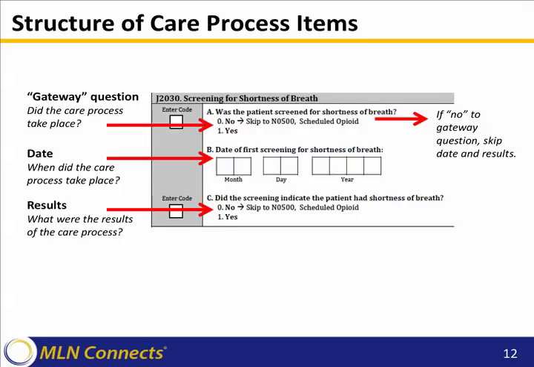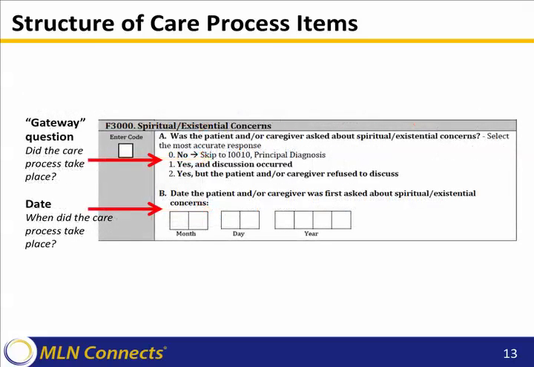For J2040C, we want to know the results of the relevant care process. In this case, whether the patient had shortness of breath or not. A results component does not appear on all HIS care process items. As mentioned on the previous slide, not all care process items have a results component or Part C.